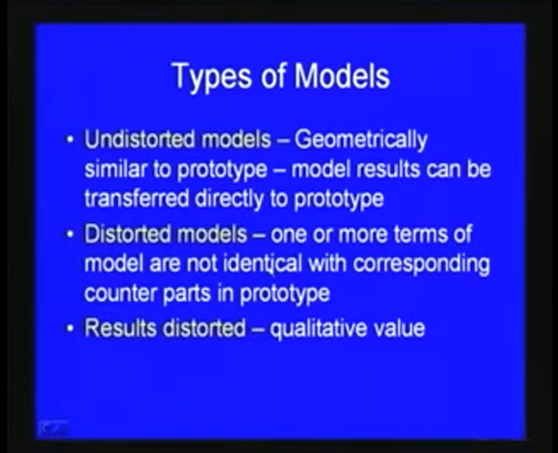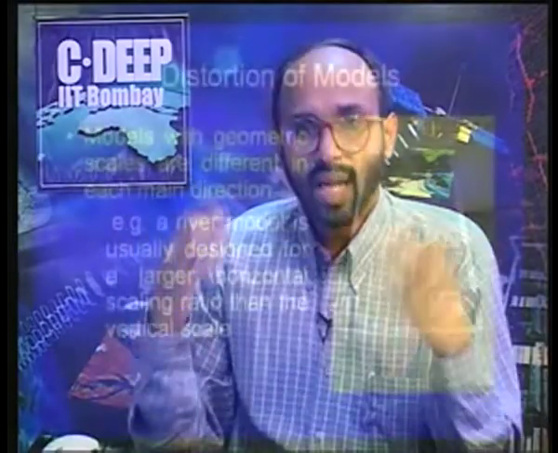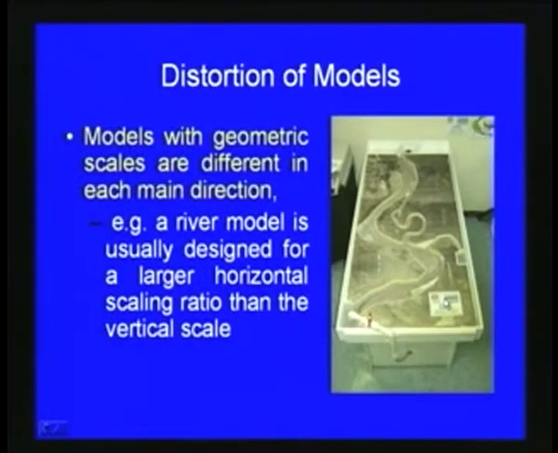So, we have to correspondingly do some rectifications, corrections after the results are obtained. But generally all these distorted models give qualitative values and then we can interpret accordingly. So, the models can be either distorted model or undistorted model. So, you can see the distortion of models.